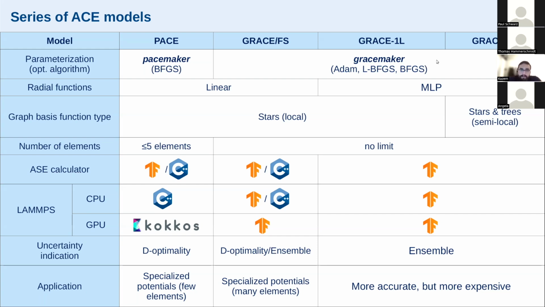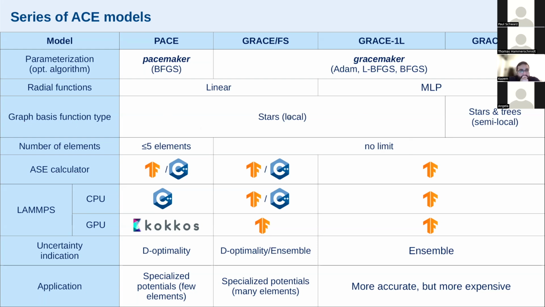The GRACE series of models allows extending applicability and, first of all, removes the limit on the number of elements that can be used or parameterized with the model. It's also extended in terms of accuracy, but of course at the price of some computational performance.